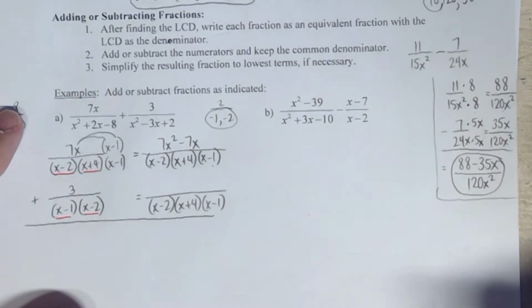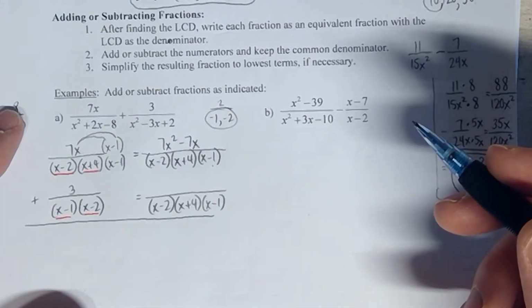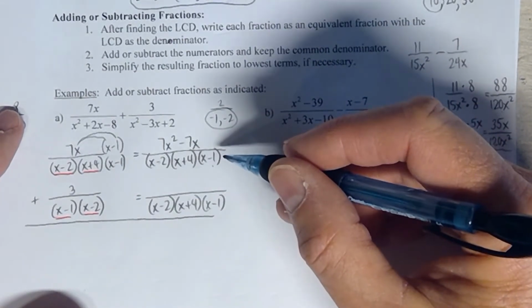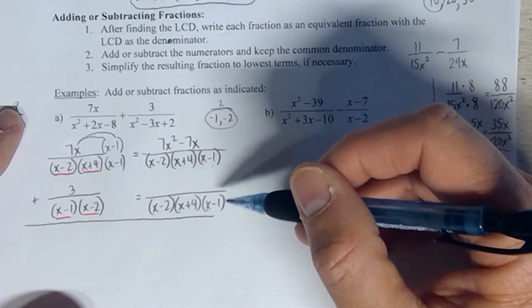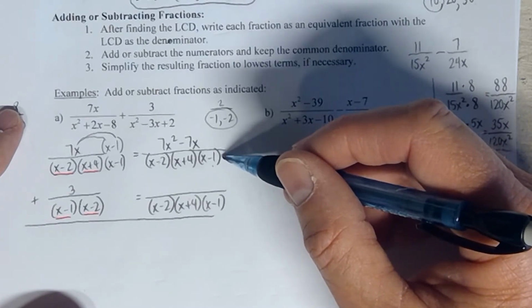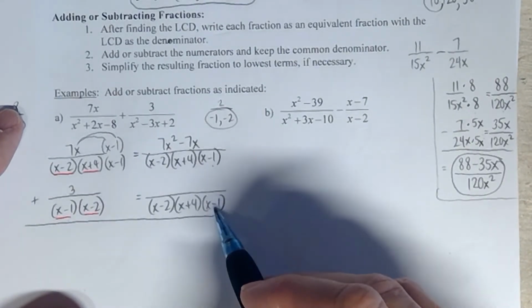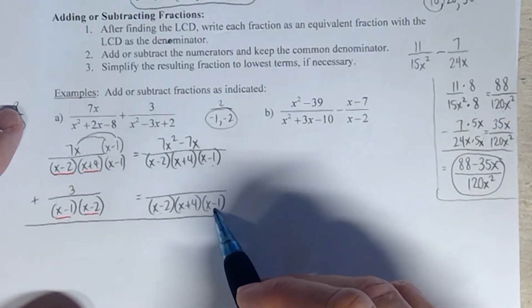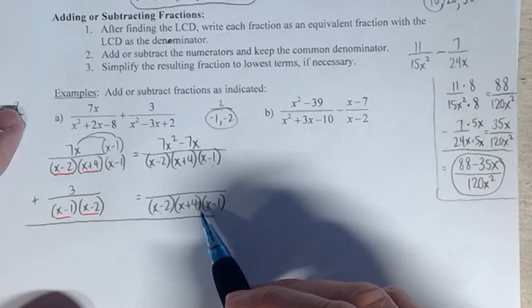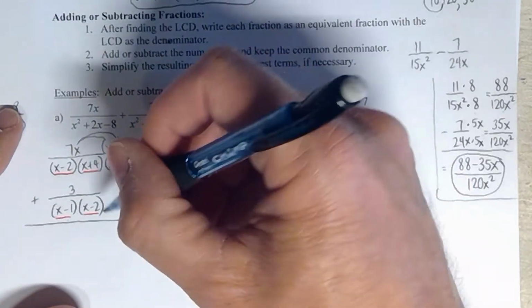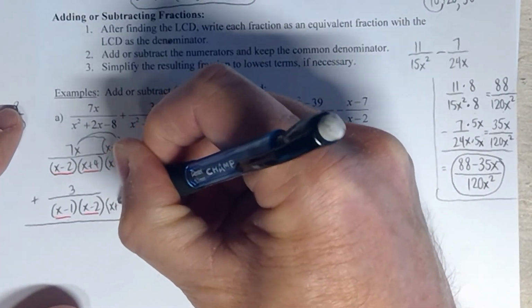And then let's do the same thing now with the second fraction, but we made the denominator equal to the LCD now. Notice that x minus 1 and x minus 2 are already in the LCD right here, first and last one. Doesn't matter what order they're in, okay? As long as you multiply by the missing one here, the missing one is x plus 4.